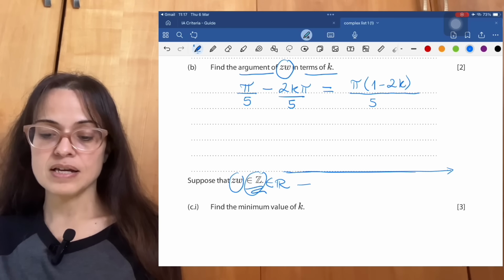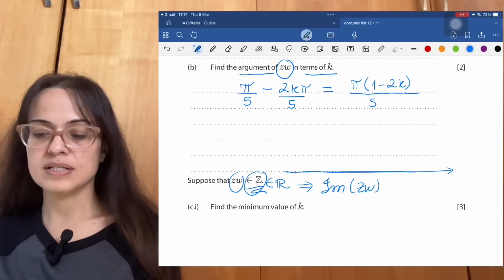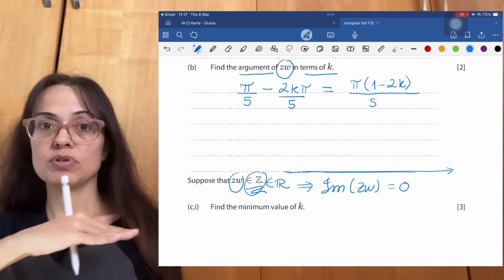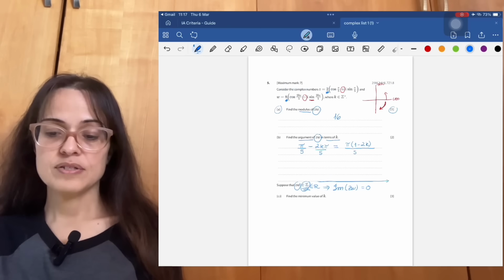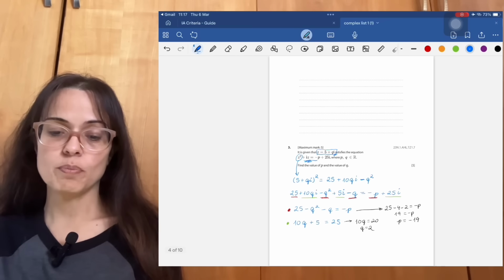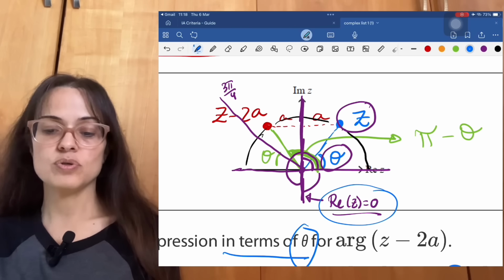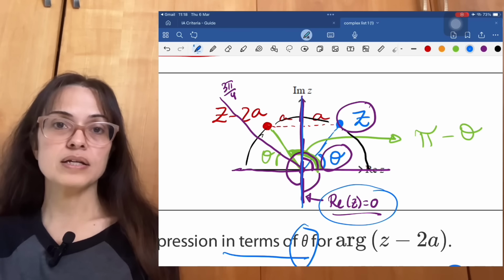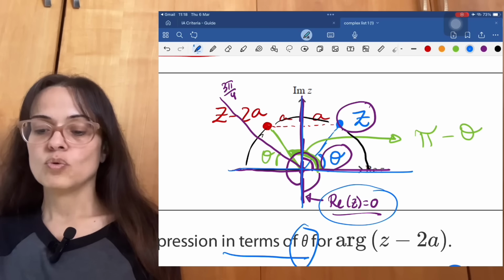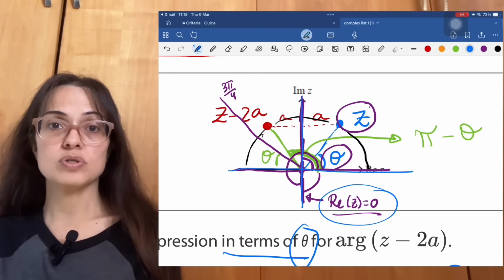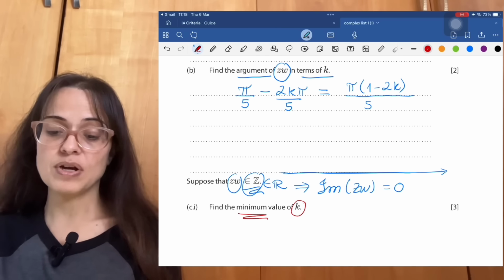What this is saying is that the imaginary part of this w is 0 because we are a number that is on the horizontal, so it doesn't have any imaginary part. That is very similar to that other problem in which he asked us for something with the real part equal to 0, which was on the vertical line. And now we're talking about something that is on the horizontal line, which has an imaginary part equal to 0. And the solution is the same. We want to find the value of k. Well, the minimum value of k.